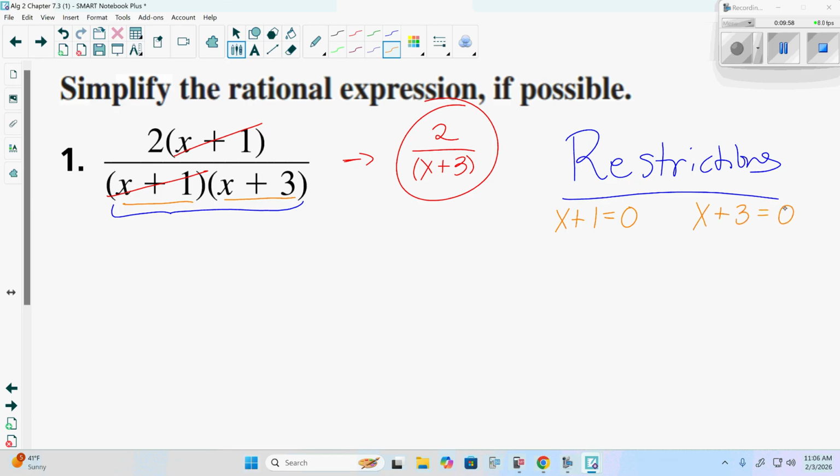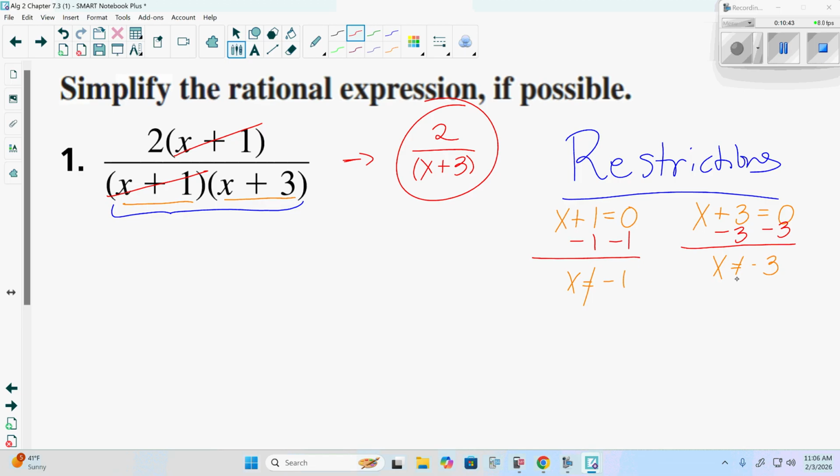The same would be true for x plus 3. So we can set them equal to 0, solve for x, and find the restrictions, the values of x that would make this function undefined. Well, with x plus 1, we would subtract 1, telling us that if x is negative 1, we would have a denominator of 0. So x cannot be negative 1. X plus 3. We would subtract 3 from both sides, telling us if x is negative 3, the denominator would be 0. That does not work.